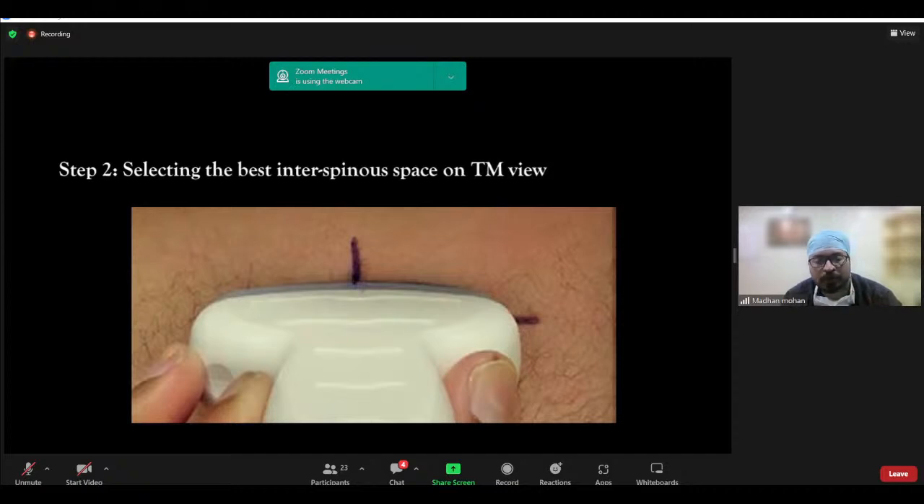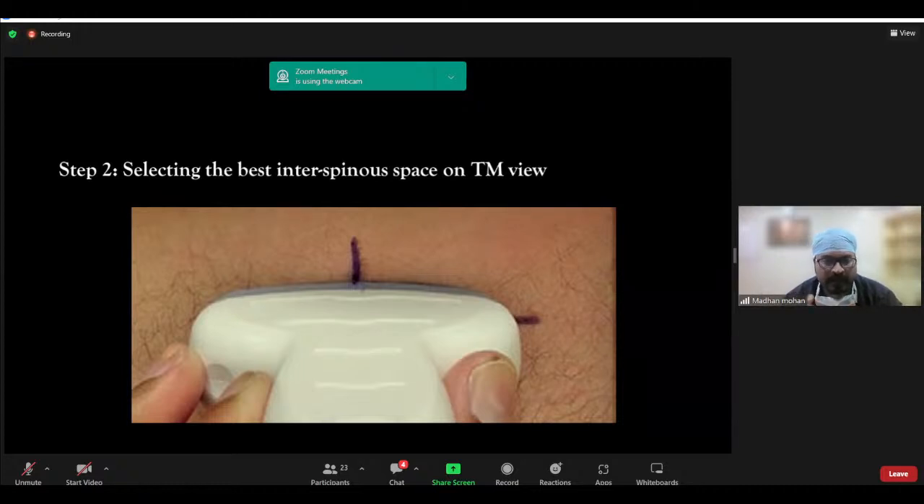Second thing is we need to know where the midline is. Unless we know the midline, it will be difficult for us to reach the central canal or the spinal canal. So for identifying the midline, we may need to put the probe horizontally and identify the structures. Once you put the probe horizontally at the level which we marked earlier, we are going to see either the spinous process or the interspinous view. If the interspinous view is seen, it's well and good.